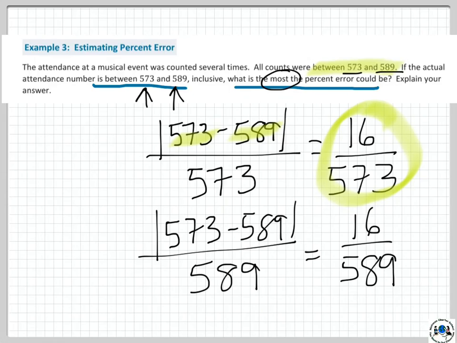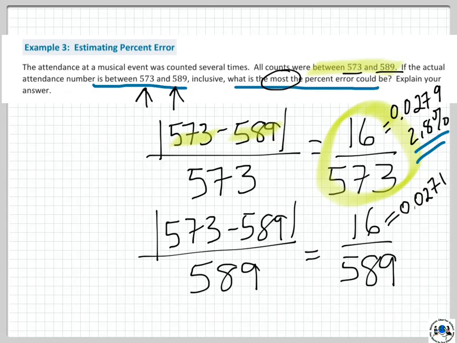Okay, so hopefully you did that as well, and if you did, you would have noticed that 16 divided by 573 would have given us 0.0279, whatever. It kept going on. But we would just round that to 2.8%. Okay, 2.8%.